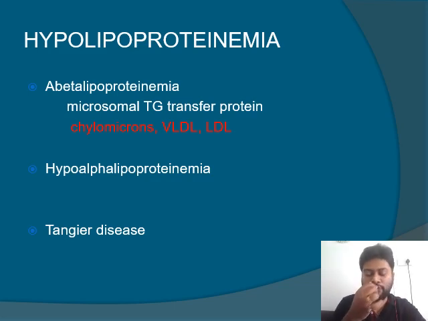Based on their electrophoretic movement, we call HDL alpha lipoprotein. Due to some unknown reason, the production of HDL will be decreased in this condition. So the lipoprotein which will be reduced in the blood in this patient is HDL. We all know that HDL is good cholesterol, which helps in reverse cholesterol transport. That means it removes cholesterol from the peripheral tissues and helps in the excretion of the cholesterol.